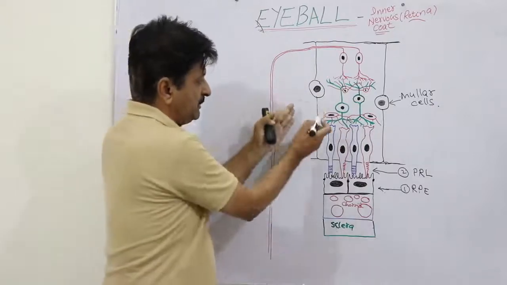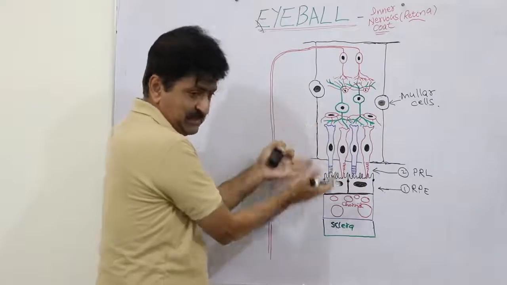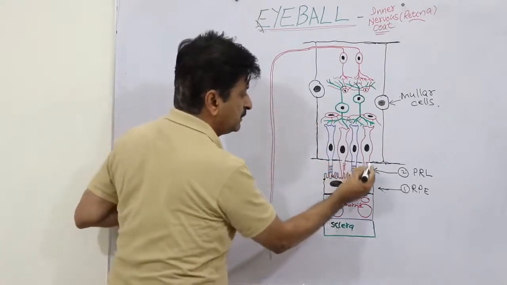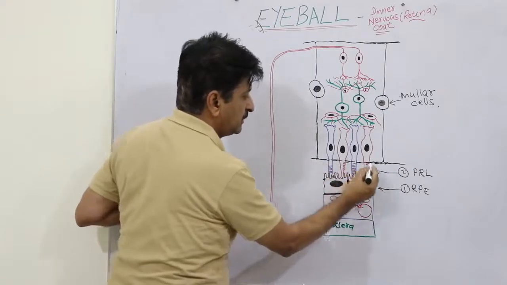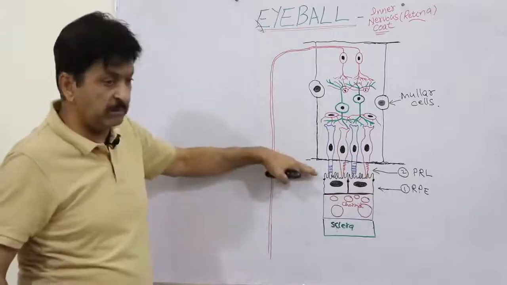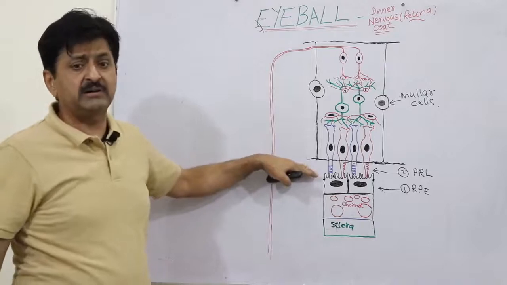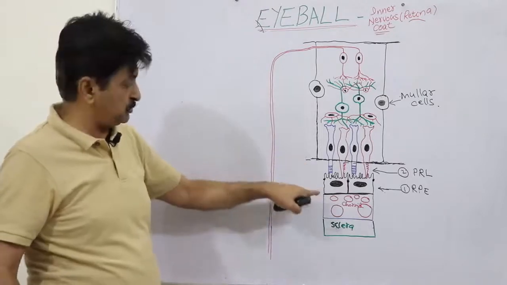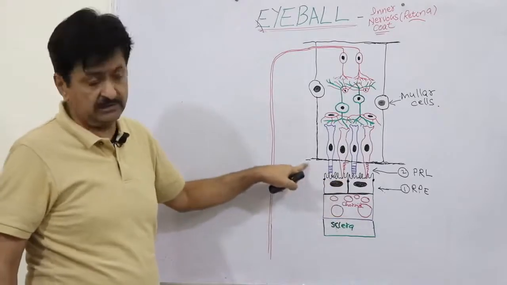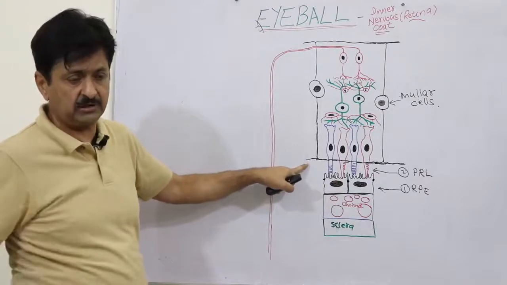So it will be around that, and it is giving its processes which will go towards the initial layers, where they will spread and form a membrane. That is called the limiting membrane. And that limiting membrane is also maintaining, to some extent, the blood retinal barrier, in addition to the retinal pigmented cells tight junctions. This is another contribution for the outer blood retinal barrier, that is called.